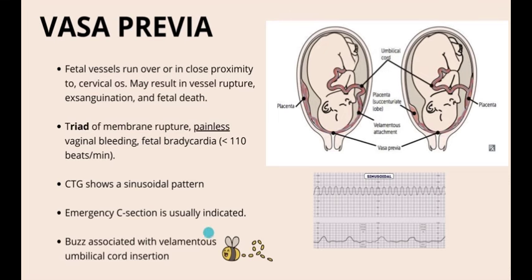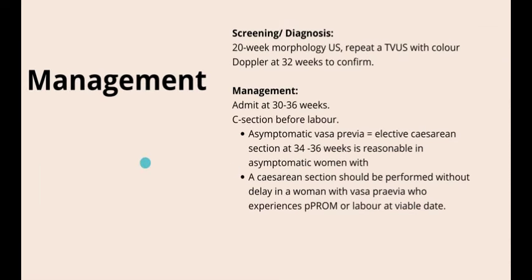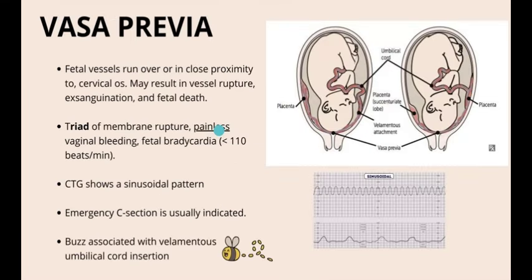So that's the buzzword. If you have a velamentous umbilical cord insertion, consider vasa previa. This is often a small amount of bleeding that occurs, but it has massive effects in terms of CTG. That is because the infant has a very small amount of blood in comparison to the mother, and a small amount of bleeding from the fetal vessels makes a huge difference rather than from the mother.